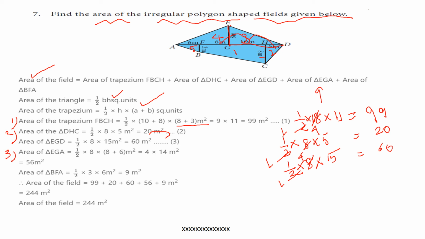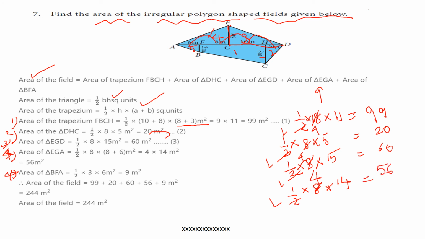Fourth figure, area of triangle EGA. This is third one, this is fourth one. So here also that is a triangle only. So half into H is 8, into B is 8 plus 6, 14. So 1 2 is 2, 4 2s are 8, 4 14s are 56.